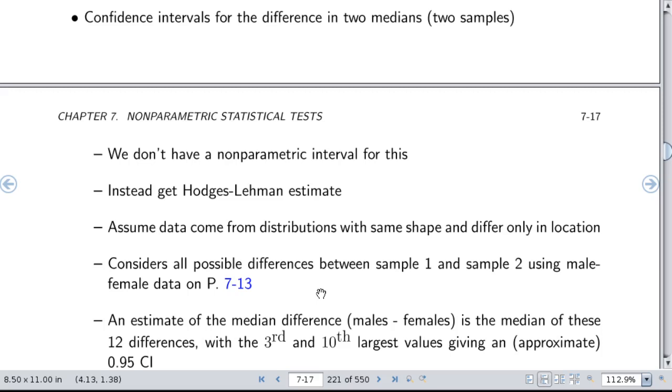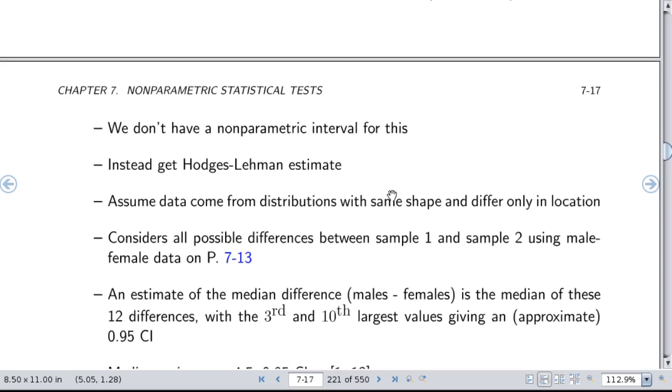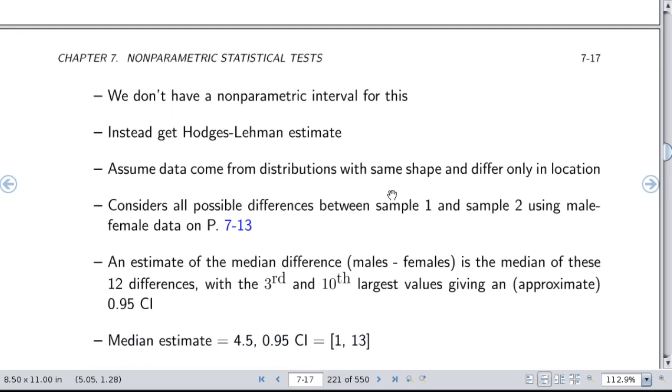And so we don't have a truly nonparametric confidence interval for that, but instead of using the difference in two medians, we could revert back to the Hodges-Lehmann estimate and get the confidence interval for that. So if we get all possible differences between sample 1 and sample 2, we can get an approximate confidence interval using what we did for just the single median for one sample. Now we have the median of all possible differences across observations from sample 1 versus sample 2.